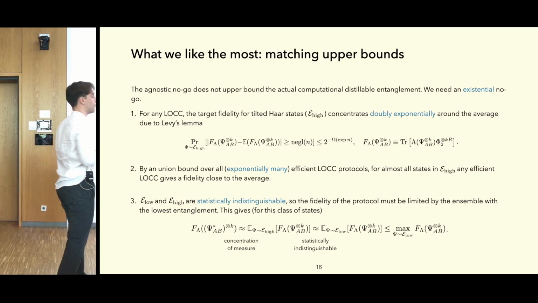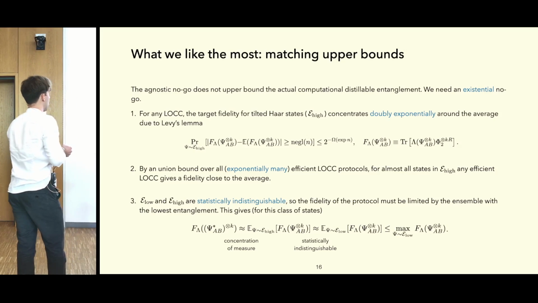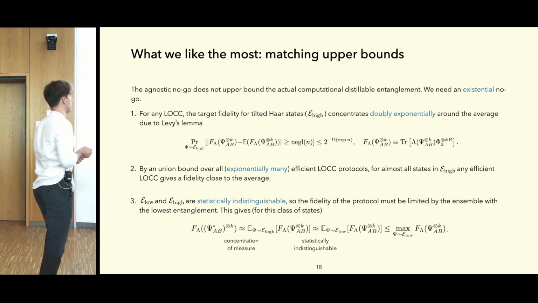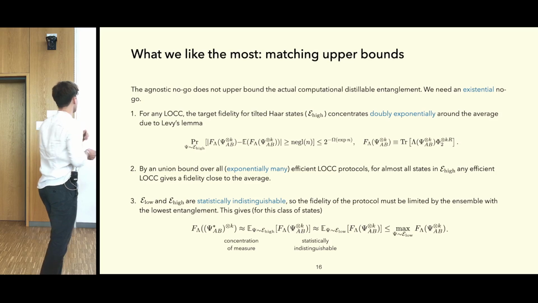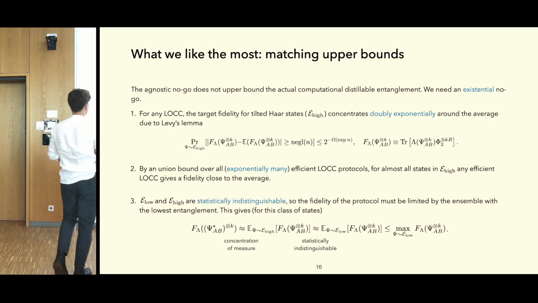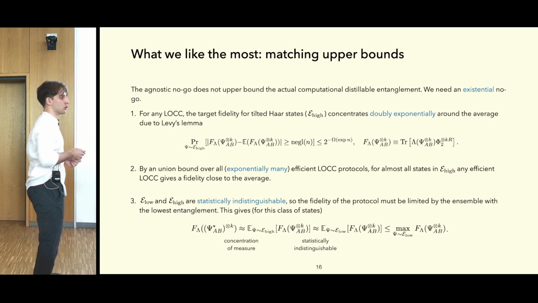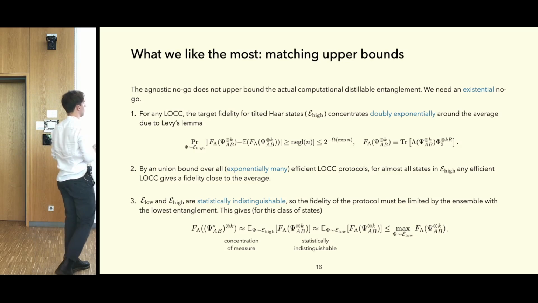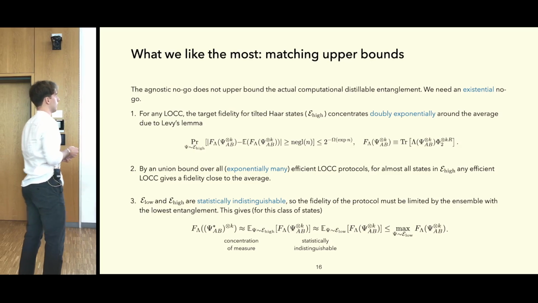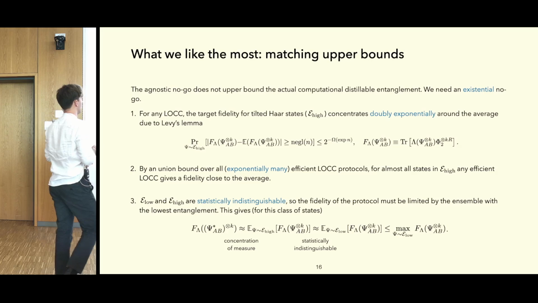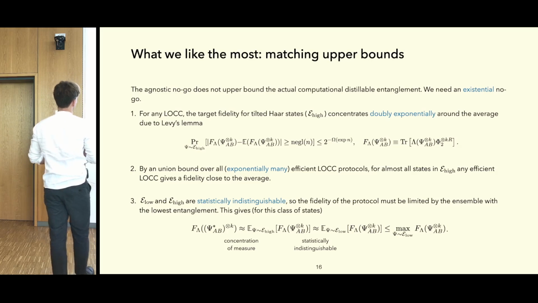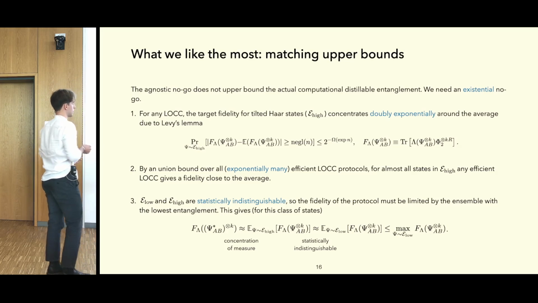prove that for any performance measure of the LOCC protocol Lambda, we have double exponential concentration around the average of this protocol. And now we use the fact that if the protocol is computationally efficient, we have at most exponentially many different protocols. And therefore, since we have the double exponential concentration, by a simple union bound we get that for most states in this ensemble E_I, essentially the result of applying the LOCC is close to the average over the ensemble.